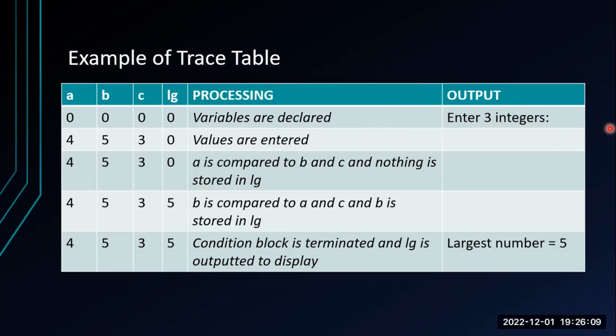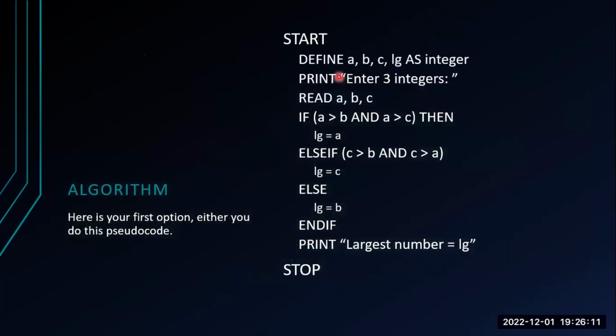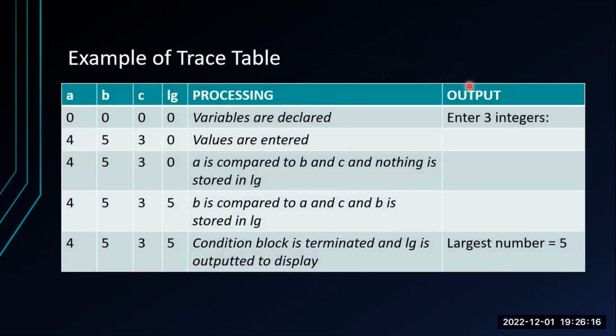This output is then printed out to the screen right after the declaration. So here, enter three integers. Let's say for the sake of demonstration, we have 4 as A, 5 as B, and 3 as C. So here the values are entered and now they've been stored in variables A, B, and C.